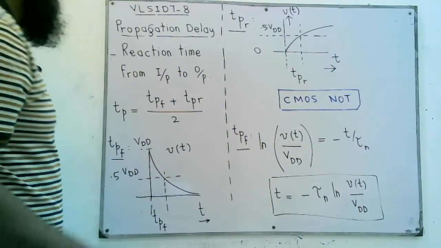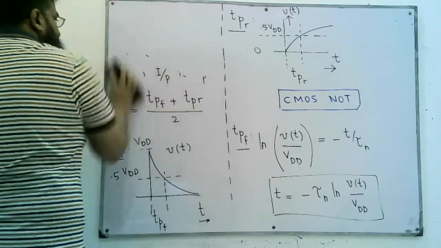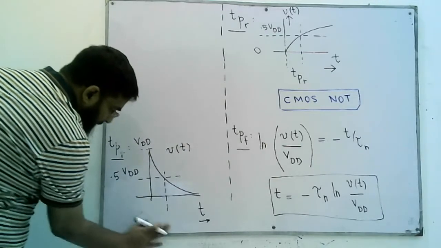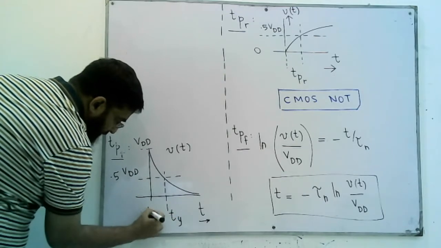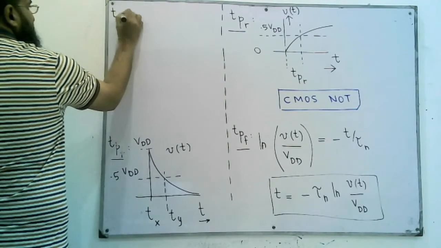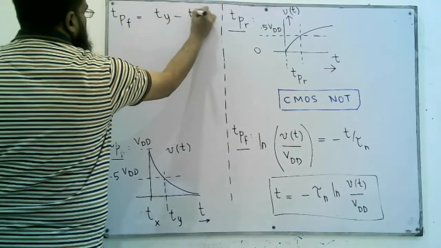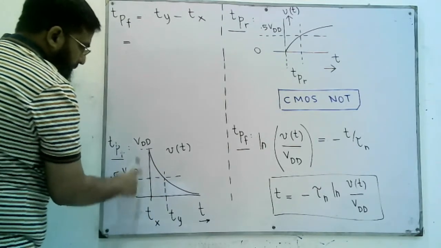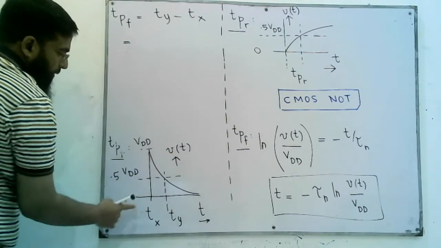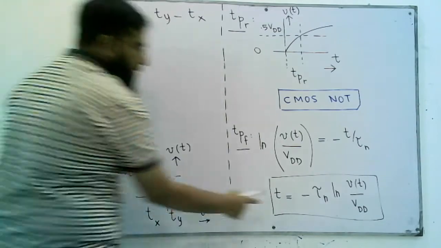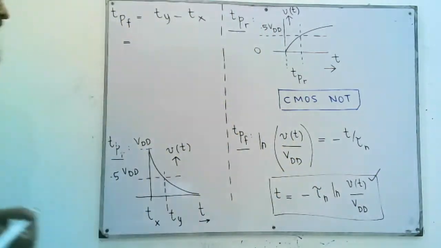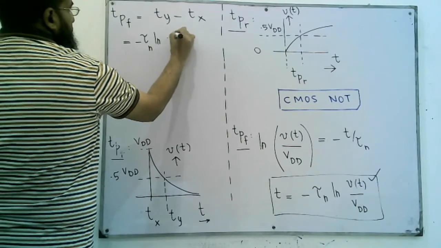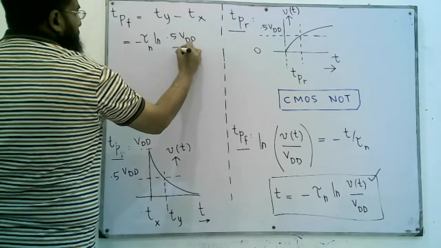All right, and we know that TPF is the difference between the times. Let's label these times. Let's call it dy, let's call it dx. So TPF is the difference of time, dy minus dx, right? dy is the time at which the output is 50% of VDD. V of t is 50% of VDD, or 0.5 VDD. So in this equation, we will replace V of t with 50% of VDD. So this is minus tau n log of 0.5 VDD over VDD.